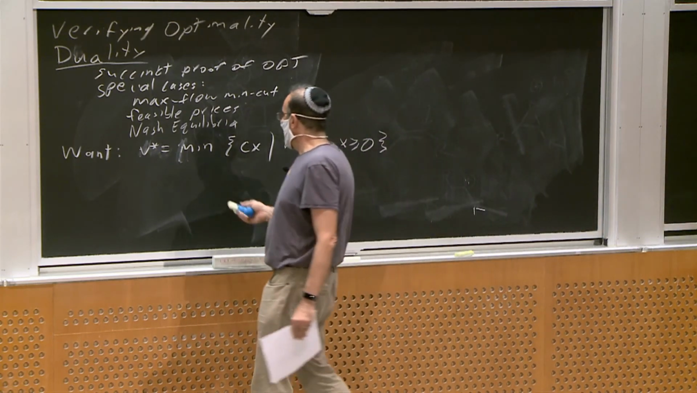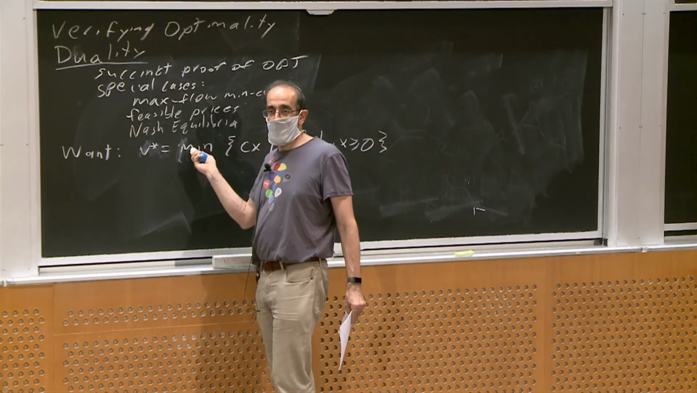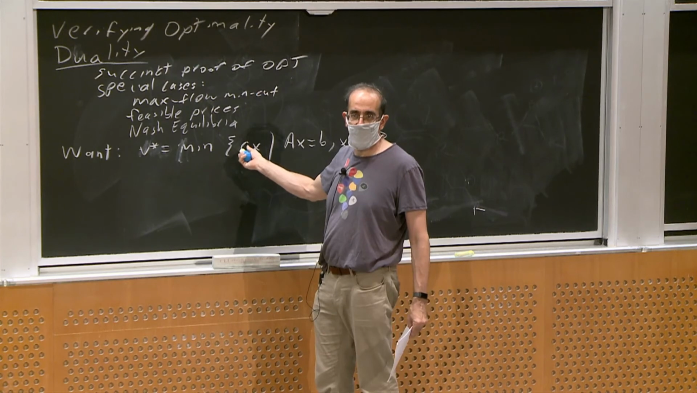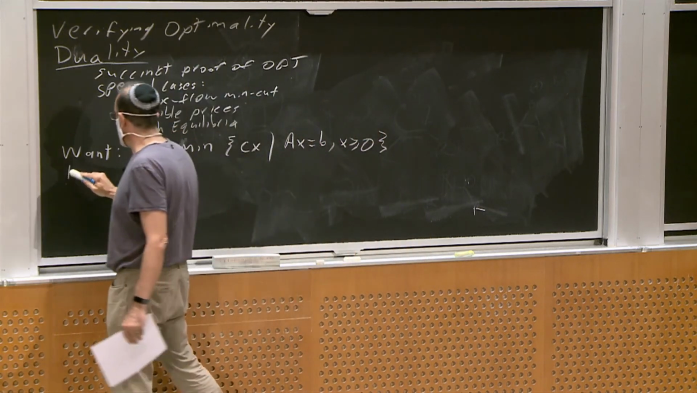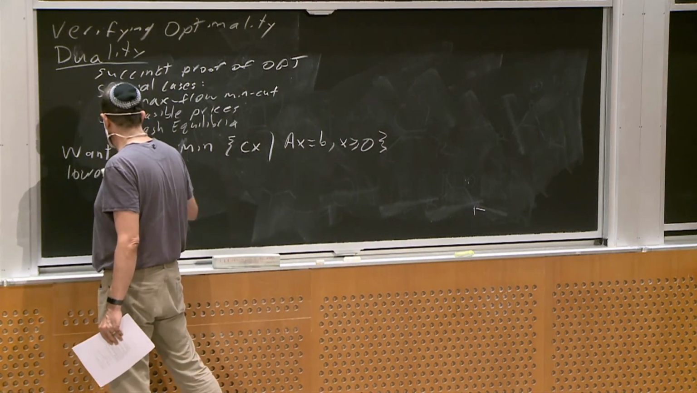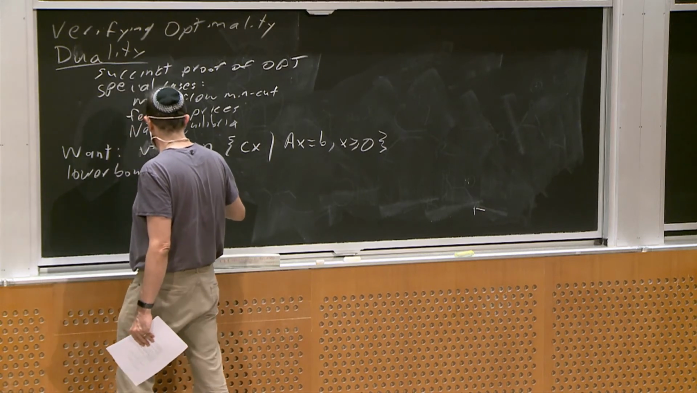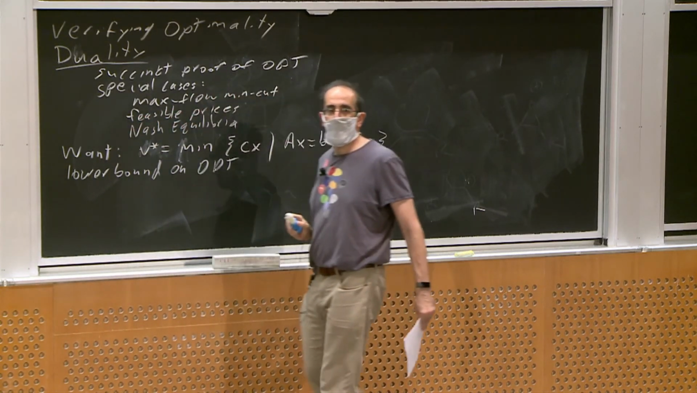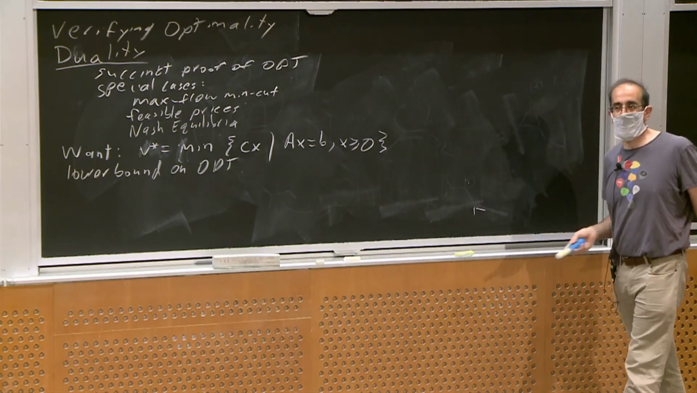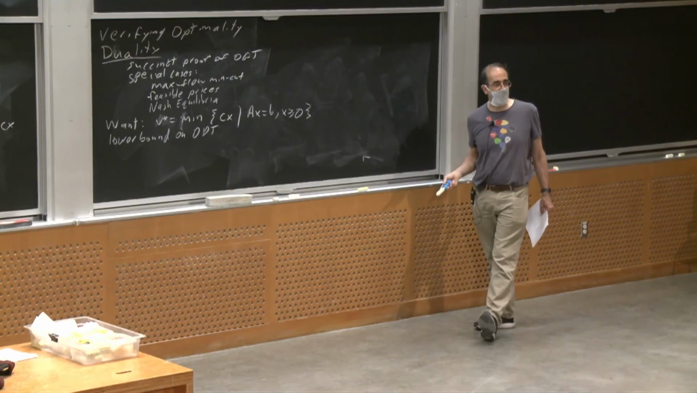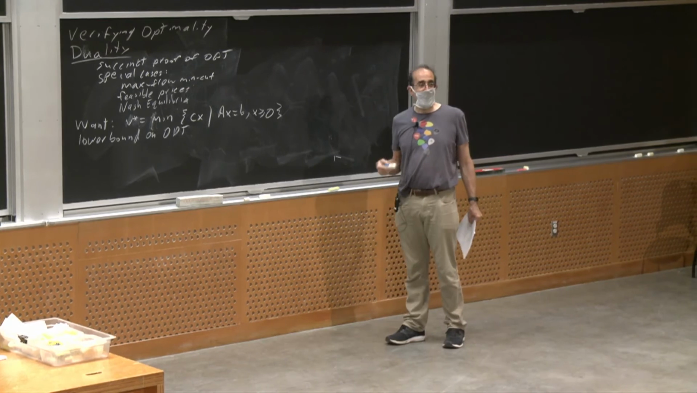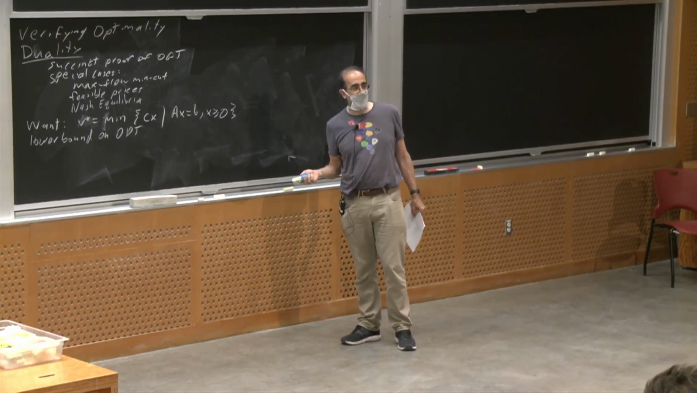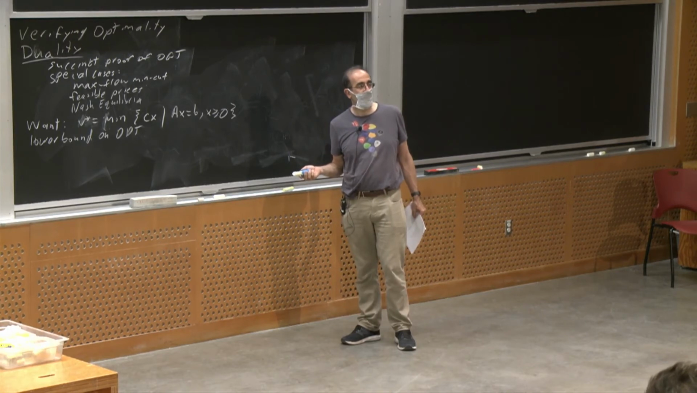Okay? Now, this is a minimization problem. So how do we prove that you can't do better than a certain value of the objective? Well, we want a lower bound on the optimum. Right? If we lower bound the optimum, we're showing that you can't do better than a certain value. If we're then able to find a point that matches the lower bound, we know that that point is optimal.